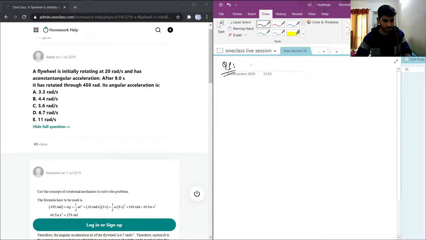We'll just write the initial rotation. Then after 9 seconds, the stated rotation will be theta, 450 radian.